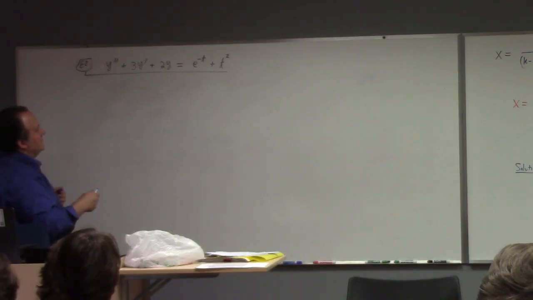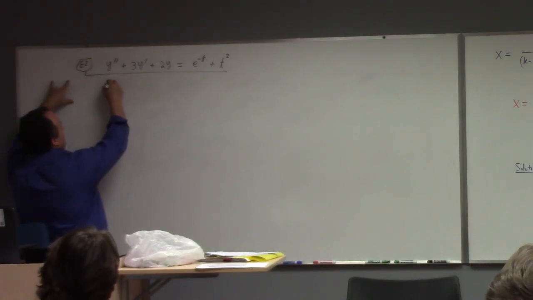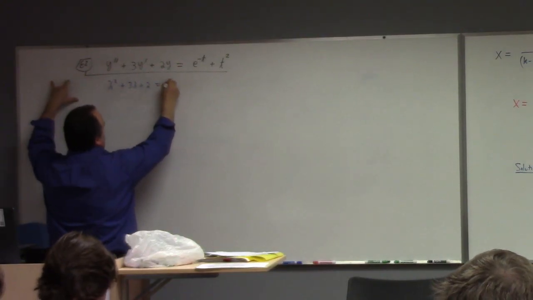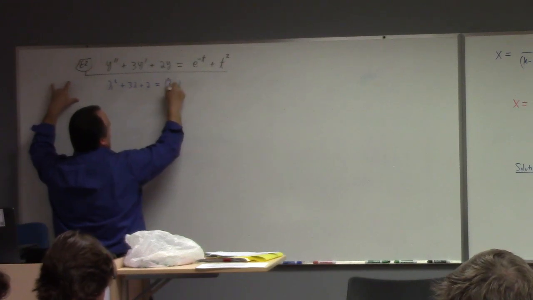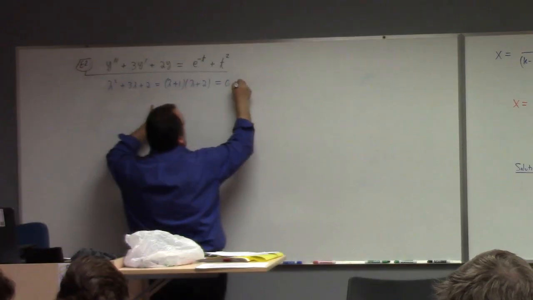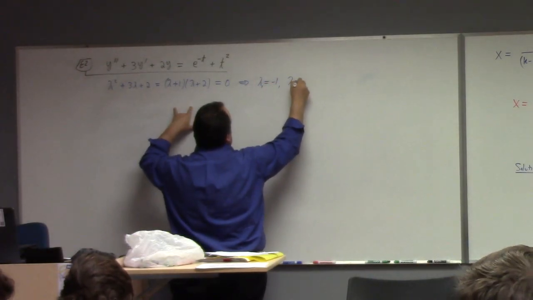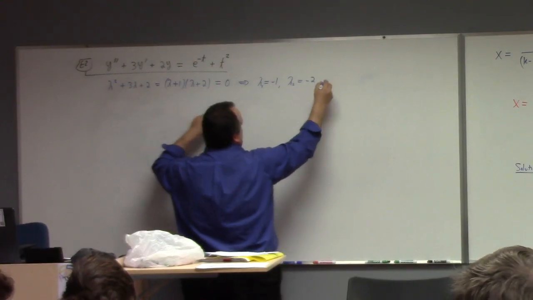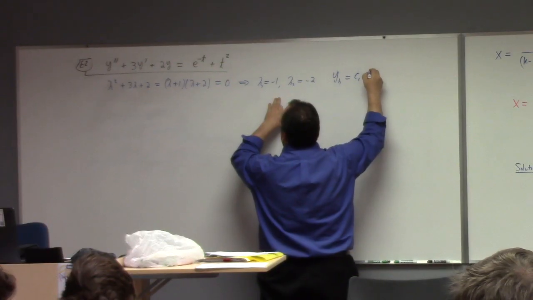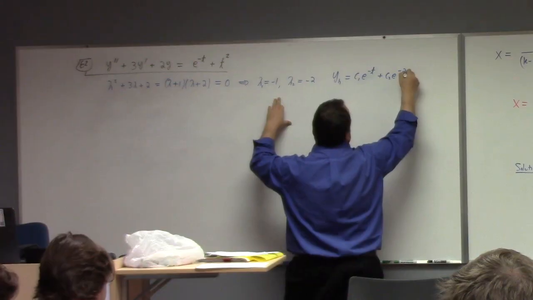But what's the deal? We've got lambda squared plus 3 lambda plus 2. We can factor that, right? So this implies lambda 1 equals minus 1, lambda 2 equals minus 2, right? So my homogeneous solution is C1 e to the minus t plus C2 e to the minus 2t, all right?